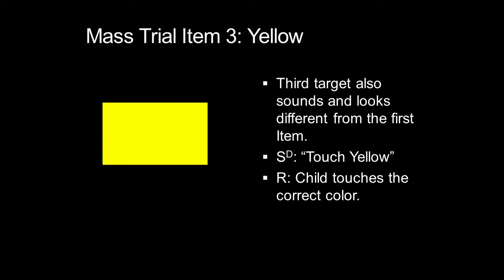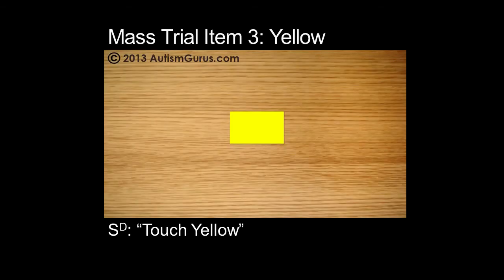Now we're ready to introduce the third item. We have selected yellow. Notice how yellow is visually different, and this is a 2-syllable word to make it sound different. Using the same procedure as before, we'll mass trial yellow till it's 100%. Touch yellow. Excellent!